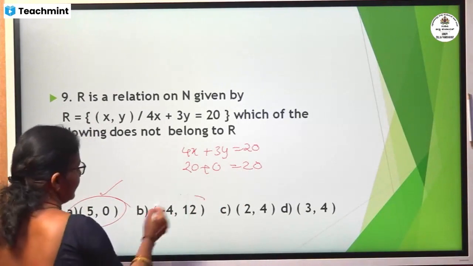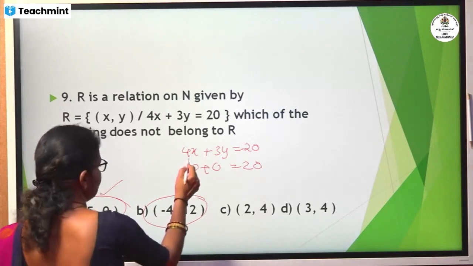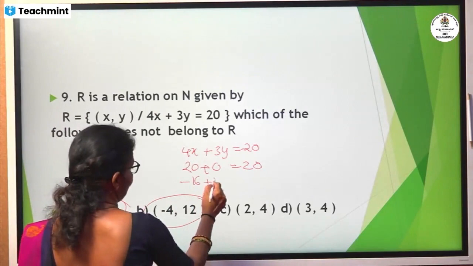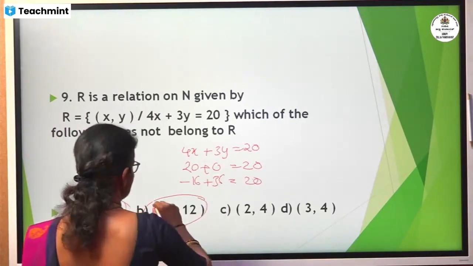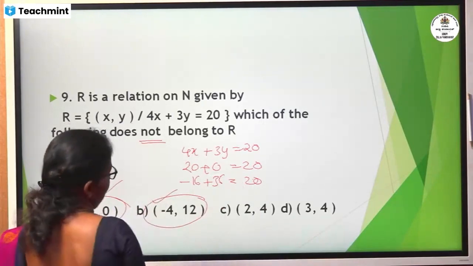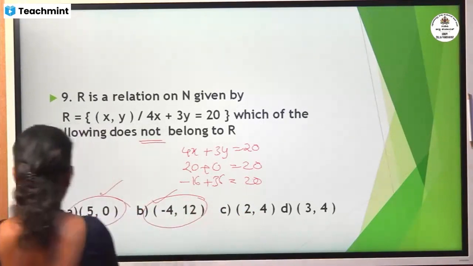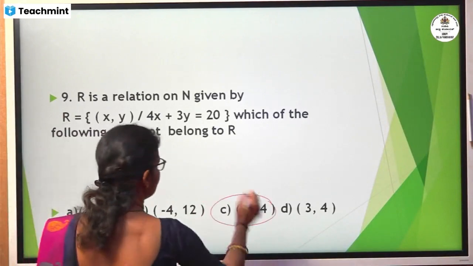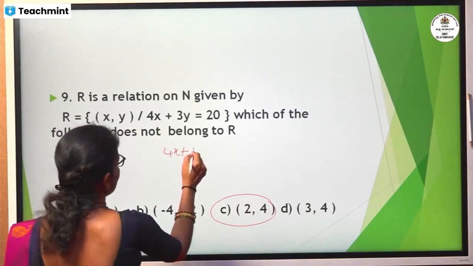Consider minus 4 and 12. Replace x by minus 4, we'll get minus 16. And 12 threes are 36. So we'll get 20 as the answer. This also holds good, means it belongs to R. We are checking for does not belong to. Now consider 2 and 4. Replace x by 2, y by 4.